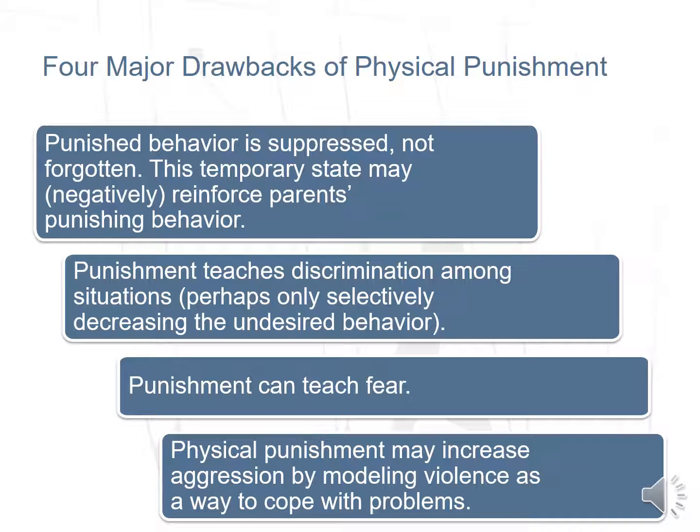There are 4 major drawbacks of physical punishment. Punished behavior is suppressed, not forgotten. This temporary state may negatively reinforce parents' punishing behavior. Punishment teaches discrimination among situations, perhaps only selectively decreasing the undesired behavior. Physical punishment can teach fear, and it may also increase aggression by modeling violence as a way to cope with problems.